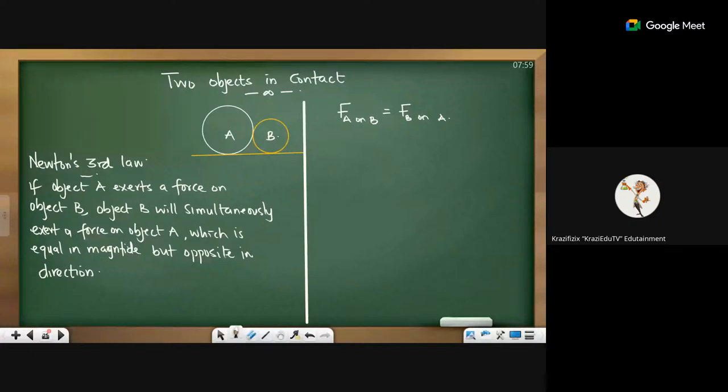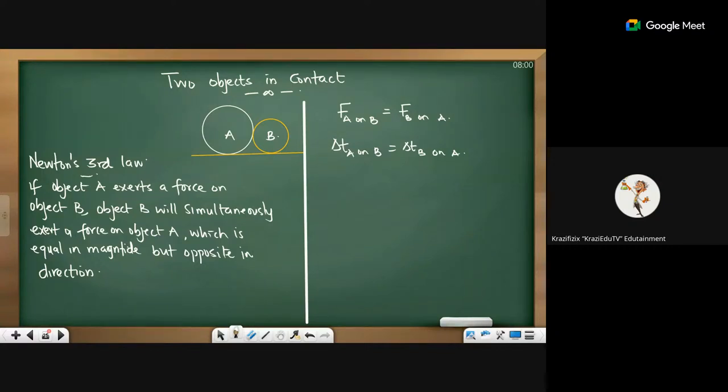What does this imply? What can you tell me about the time of contact? Please listen to my next statement. If A is in contact with B for 3 seconds, B will also be in contact with A for 3 seconds. Very simple, guys. If you go right now and touch your wall for 2 seconds, the wall is also touching you for 2 seconds. Immediately you lift your hand from the wall, what happens? There's no more contact. It means the time of A on B will also be equal to the time of contact of B on A. I hope that's making sense.